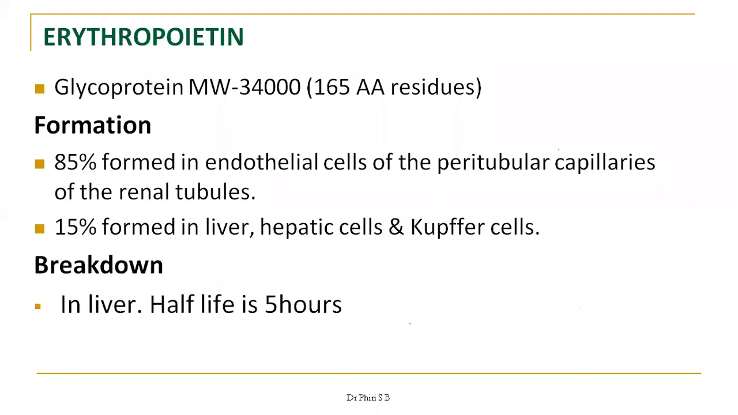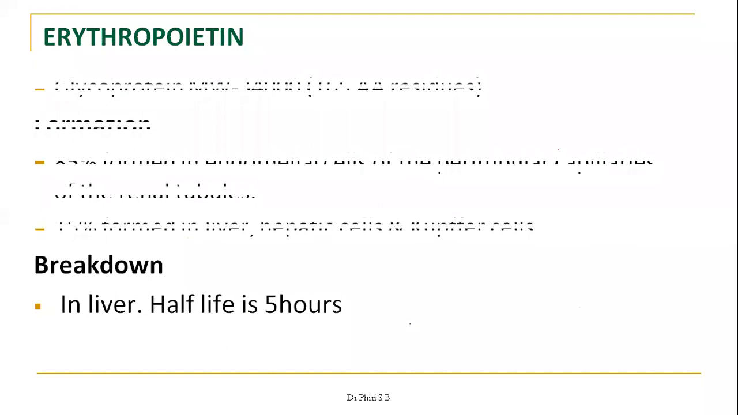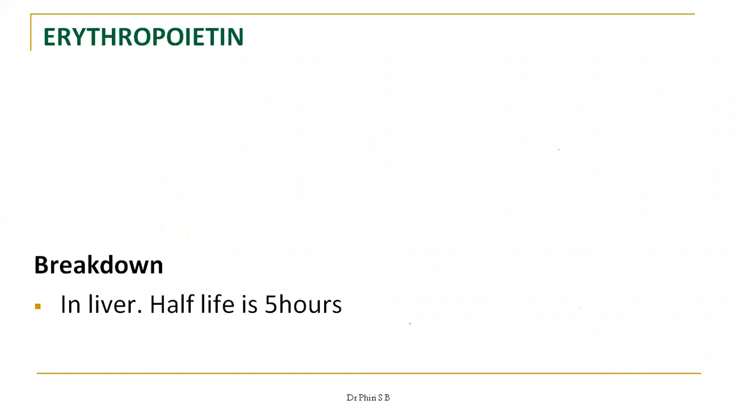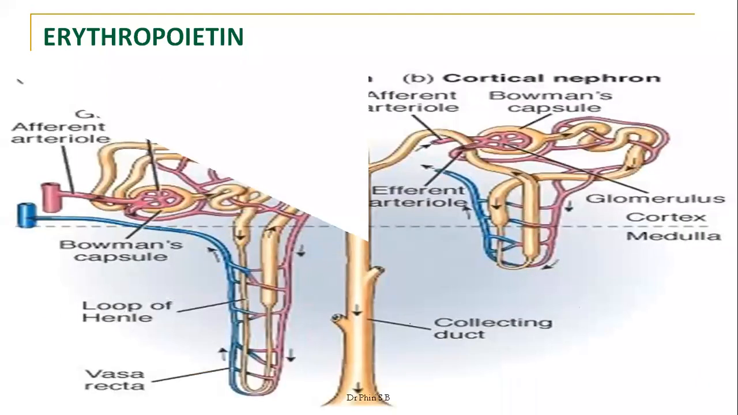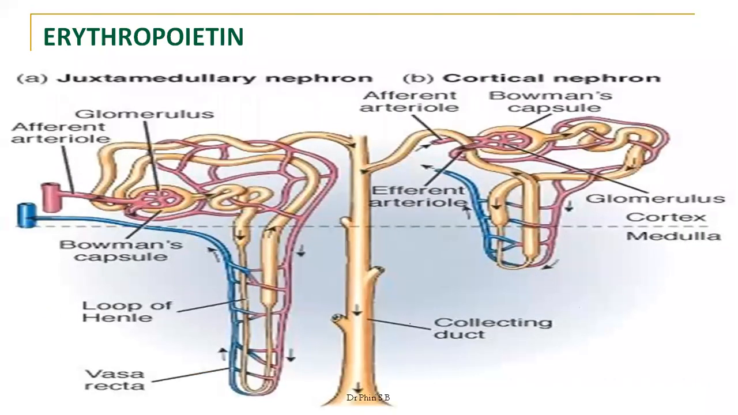Then the breakdown of erythropoietin is done within the liver. So metabolism of erythropoietin is done within the liver, and the half-life of erythropoietin is 5 hours. It means that erythropoietin can survive within circulation for about 5 hours. So you need continuous production of it so that you maintain the levels of red blood cells in circulation.